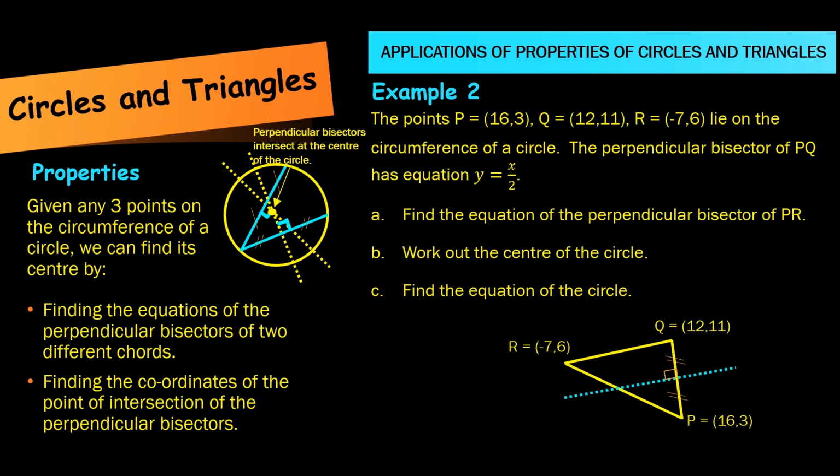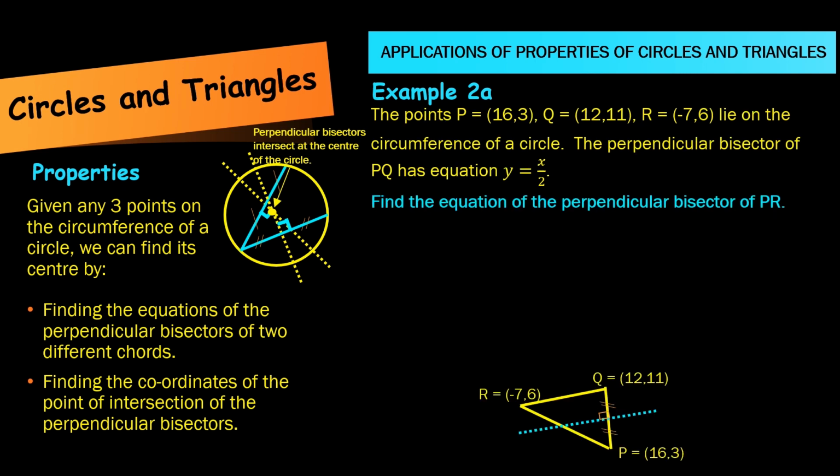The points P, Q and R are as shown, and they lie on the circumference of a circle. The perpendicular bisector of PQ has equation y equals x over 2. This is illustrated in the diagram shown on your screen. Part A asks you to find the equation of the perpendicular bisector of PR. Part B asks you to work out the centre of the circle, and Part C, find the equation of the circle. So let's solve this.